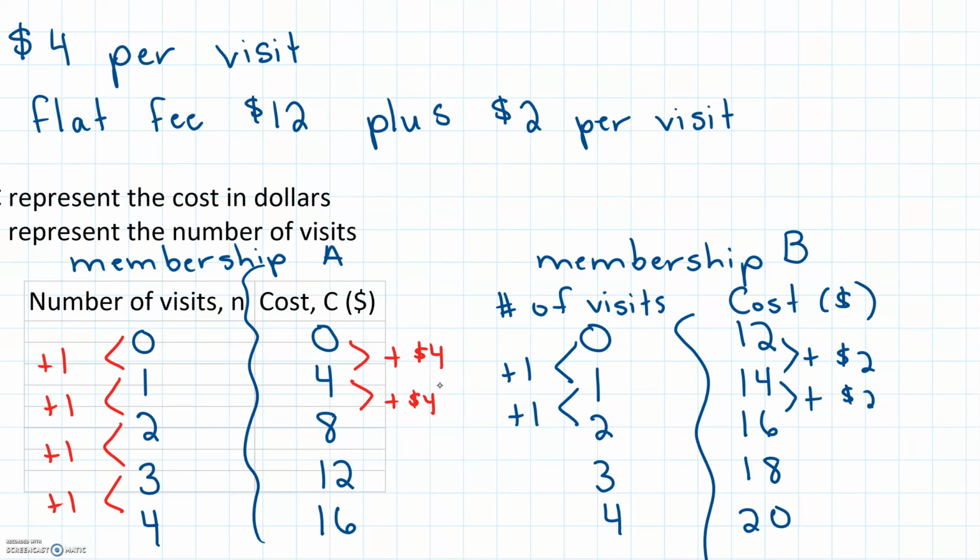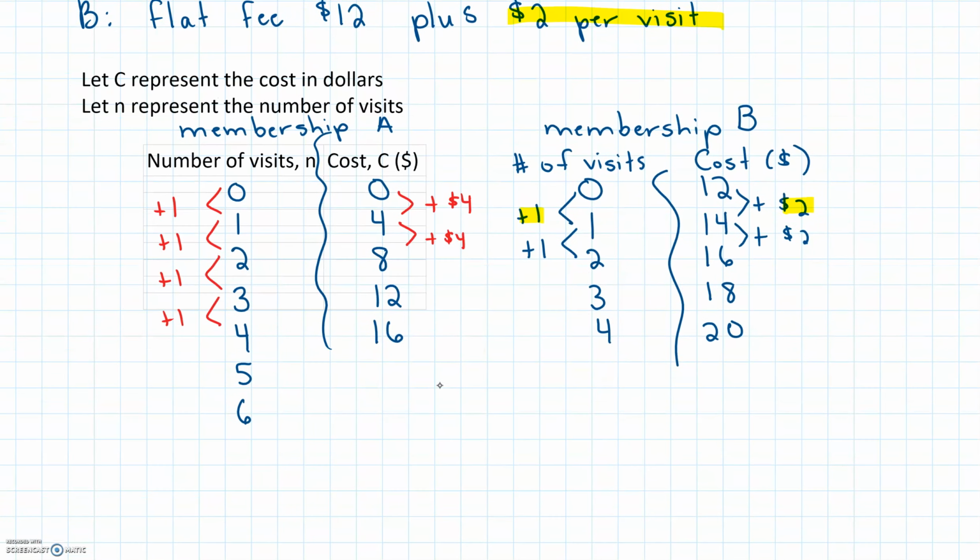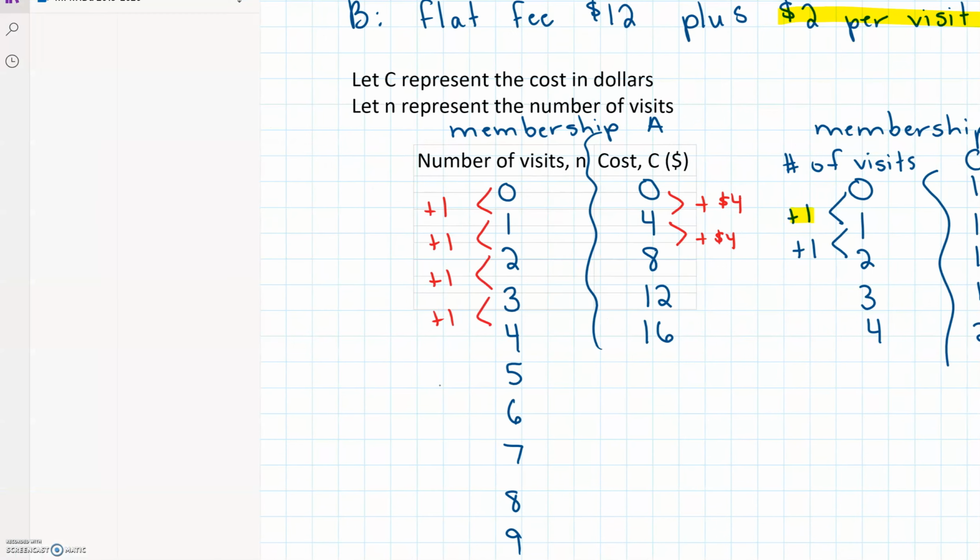Now, what I don't want you to do again is write down that it's $14 for 1 visit, because that's not true. It says it right up here that it's $2 per visit. So you see that by doing 2 divided by 1 on your table. So that is for question number 6A. It actually wants you to go up to 10 visits. So if we do that, we'll have 5, 6, 7, 8, 9, and 10, and the same thing will be happening on the other side.